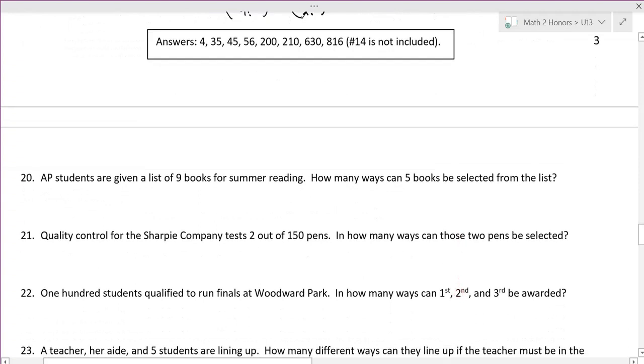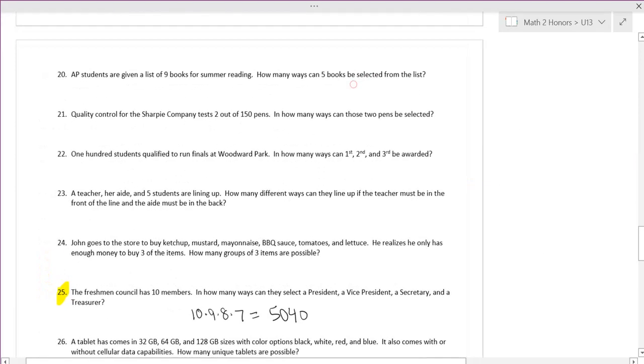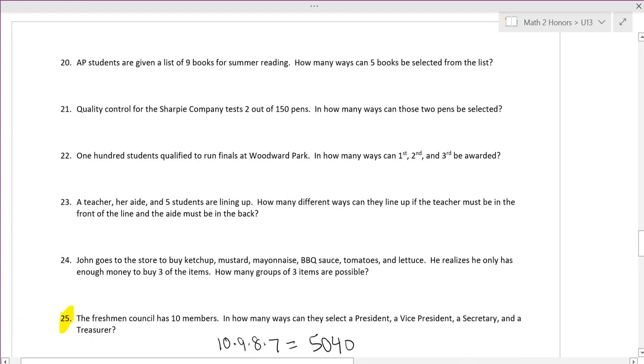Alright, moving on. Number 20. AP students are given a list of 9 books for summer reading. How many ways can 5 books be selected from the list? Okay, so we're going to select 5 books, order doesn't matter, out of the 9.